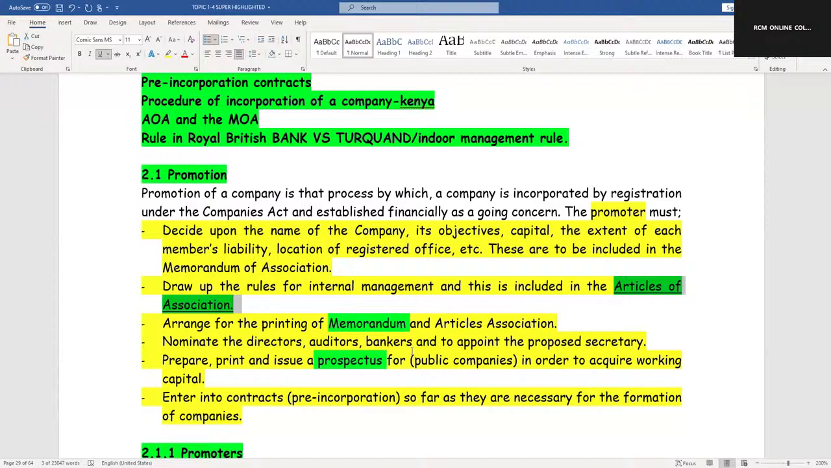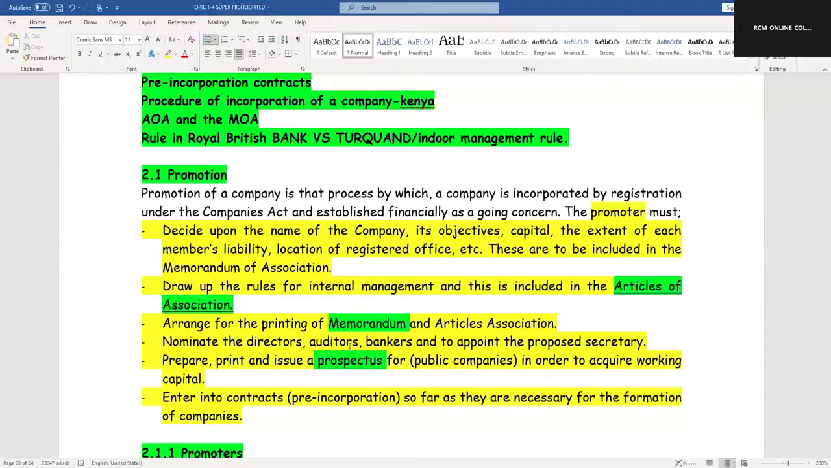So the promoter will ensure these documents are in place when the company is being formed. He will nominate, or propose, when the company is being formed, who will be the first directors of the company? Who will be the first auditors of the company? Like the first bankers of the company? Who will be the first company secretary of the company? These are the key officers who are needed in the company. He will propose them when forming the company.